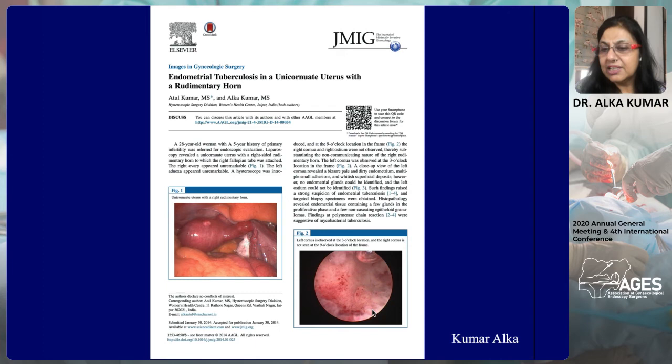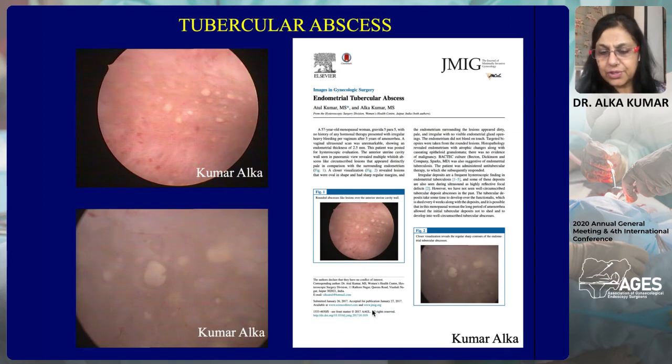So these are deposits impregnated over flimsy adhesion bands, cobweb-like adhesions. This is one of our publications, endometrial tuberculosis in a unicornuate uterus with a rudimentary horn. This is an endometrial tuberculosis abscess. So you see that these abscesses, sometimes when you put in the hysteroscope, are strewn all over the endometrium. Sometimes in very frank cases, we have also experienced very cotton wool like fluffy tubercles all over inside the uterine cavity.